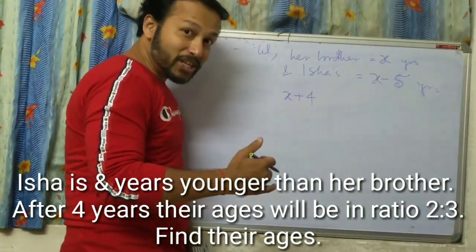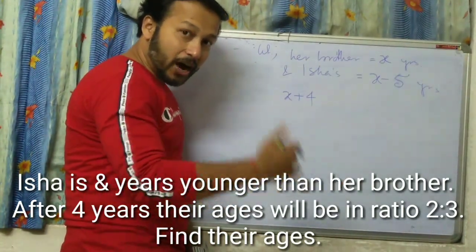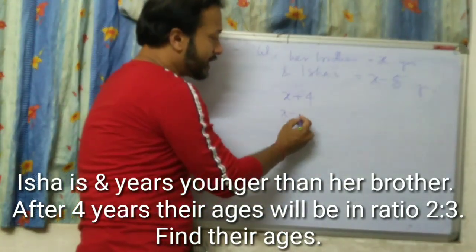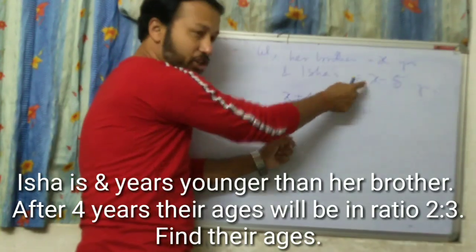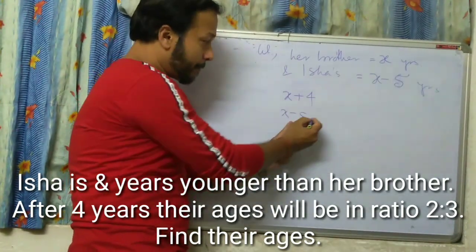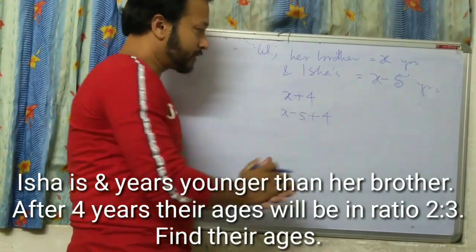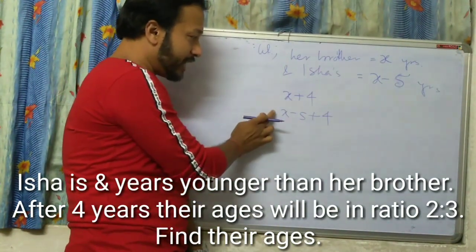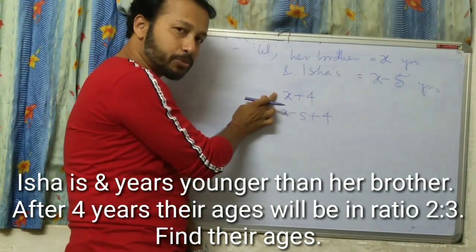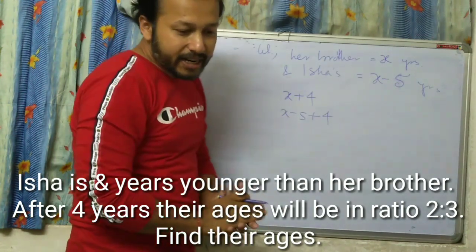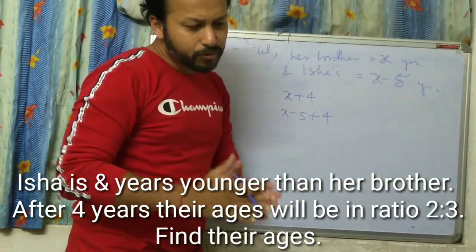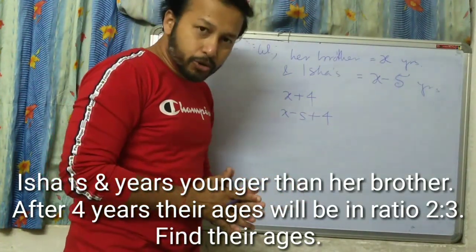What will be the age of Isha after 4 years? Same way, x minus 5. This is Isha's present age. After 4 years, plus 4. So after 4 years, this is the age of Isha and the age of Isha's brother. And it is given that their ages will be in the ratio 2:3.